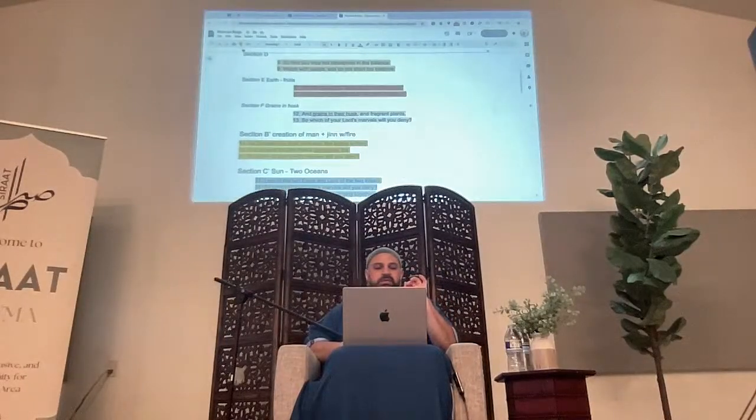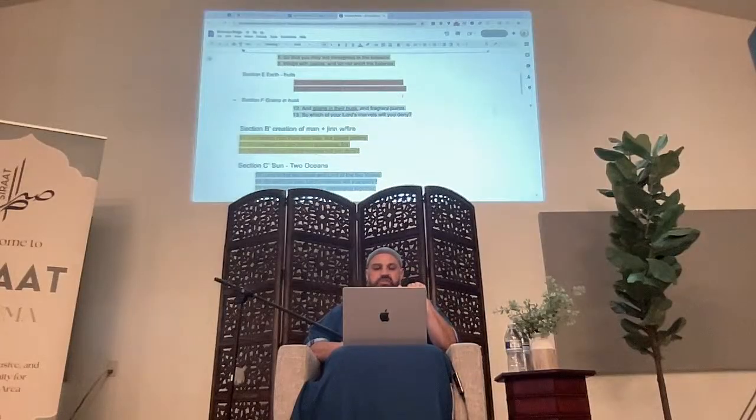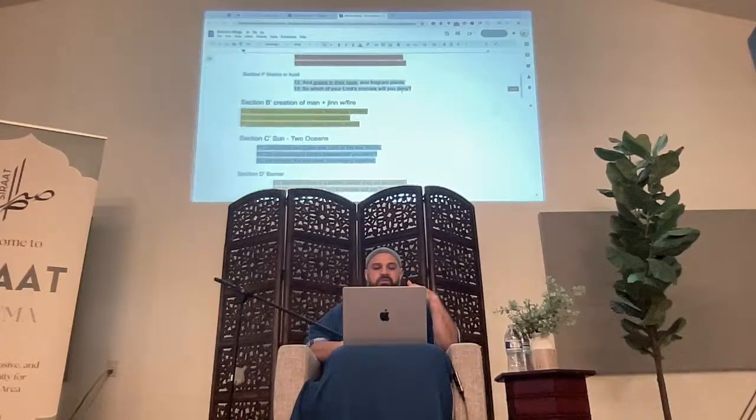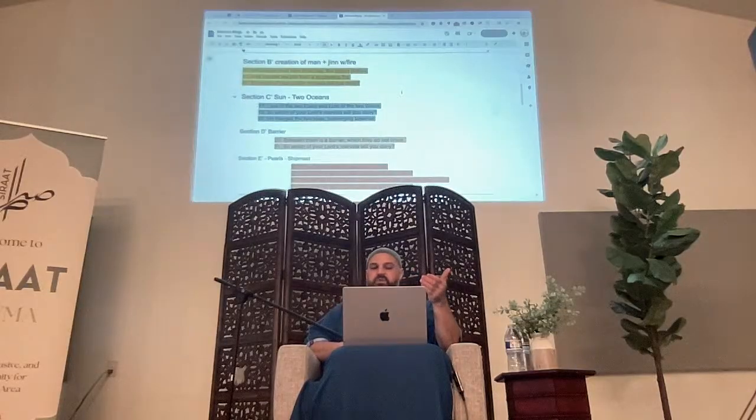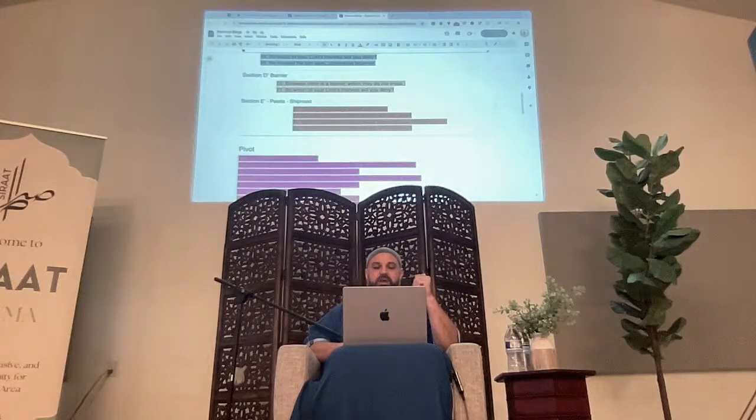And then section E, it's talking about the earth. He laid out his creatures with its fruits and palms in sheathed clusters. And then section F, the grains in their husk. Then it circles back. It talks about the creation of man and jinn, and about the two oceans, Lord of the two easts and the two wests. Then it talks about this barrier, this balance that you cannot transgress. And then from them emerge the pearls and the coral.